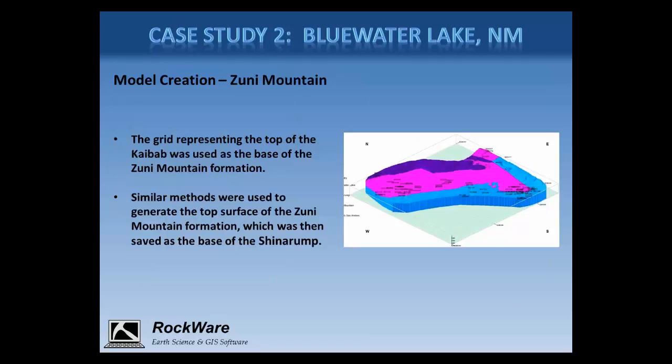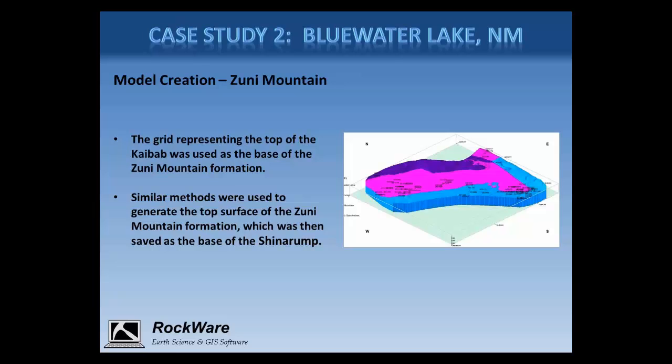Once the top of the KBAB, which is the lower blue unit in this image, was finalized, we used it to represent the base of the Zuni mountain formation that lies above it. We used a similar method to create a grid for the top of the Zuni mountain formation, which is displayed with the fuchsia color. And the top of the Zuni mountain formation was then used as the base of the Shinnerup, which is displayed in the dark purple.